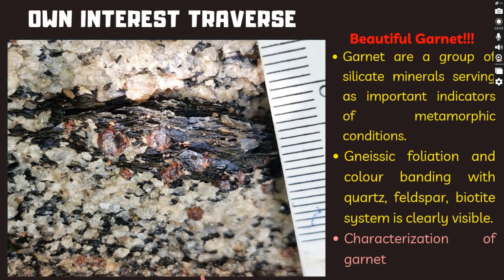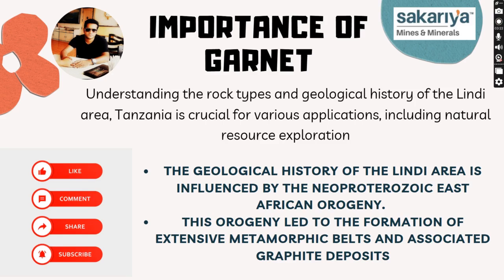For example, almandine is also indicative of relatively high pressure temperature, but not like pyrope. Always remember, pyrope forms at the highest grade of metamorphism. Among all other garnets, pyrope is indicative of highest grade, highest metamorphic condition, highest pressure temperature condition.